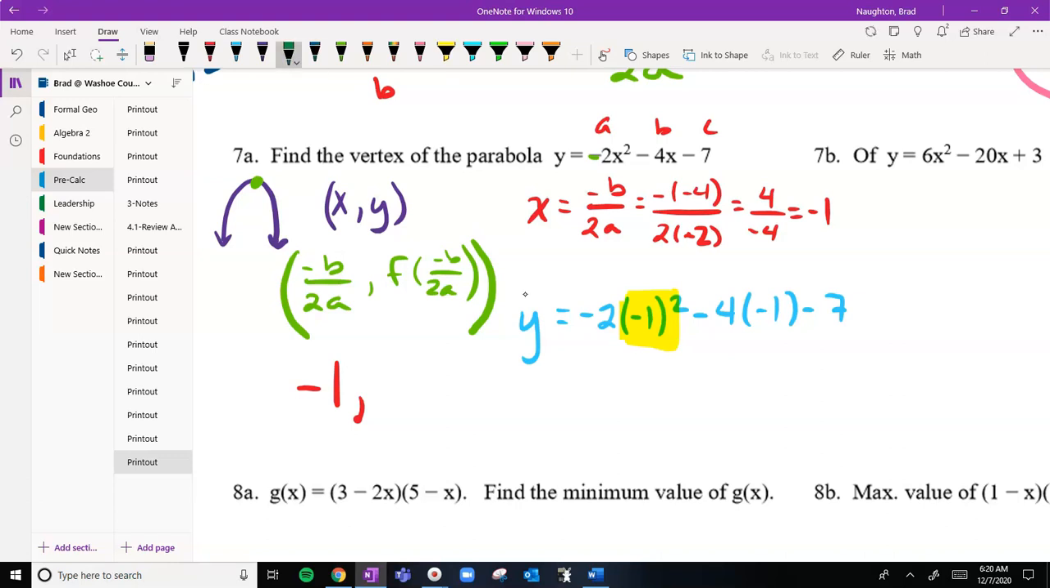So that's going to give me 1 times negative 2, which is negative 2. And then plus 4, and then minus 7. So if we look at this, I'm going to have a negative 5, I believe. Looks good. So then negative 5 is going to be my vertex.